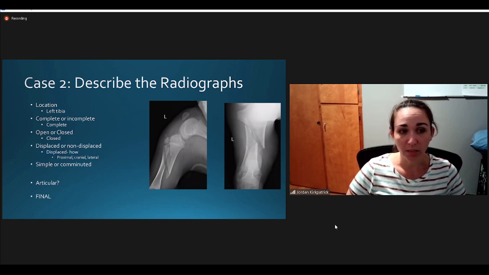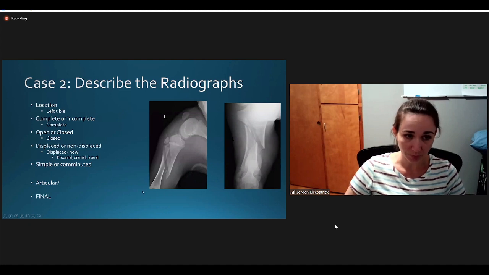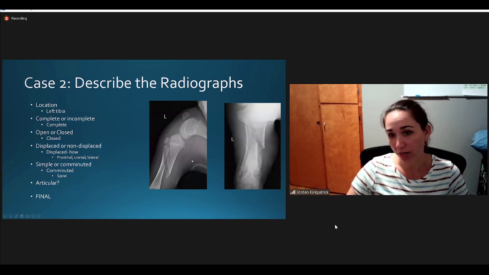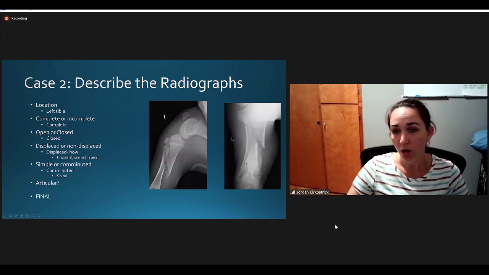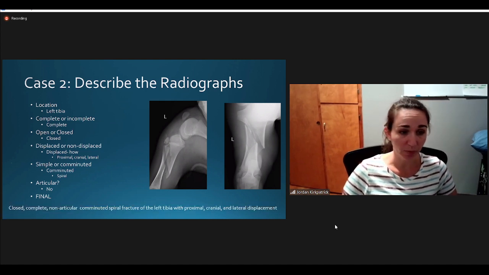It is displaced, and it's displaced proximally, cranially, and then on this image we can see laterally, because again, it's the distal portion in relation to the proximal portion. It's a comminuted spiral fracture, so you can see how it's spiraling up the limb. There's multiple lines going up, and you can see even here it is a nice kind of curve around like a spiral would. It does not appear to be articular.